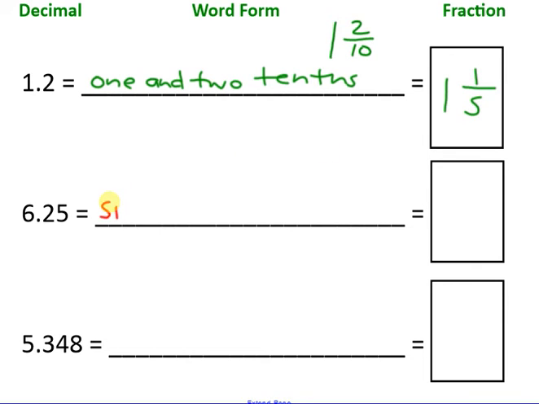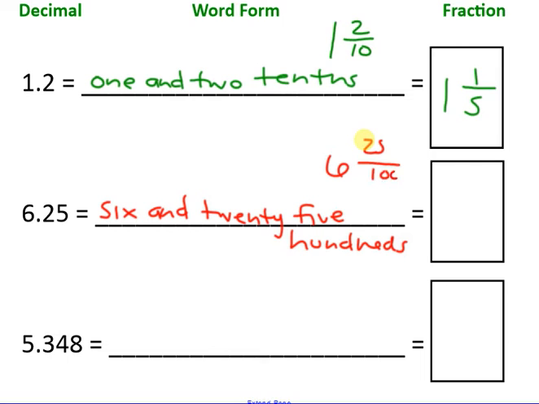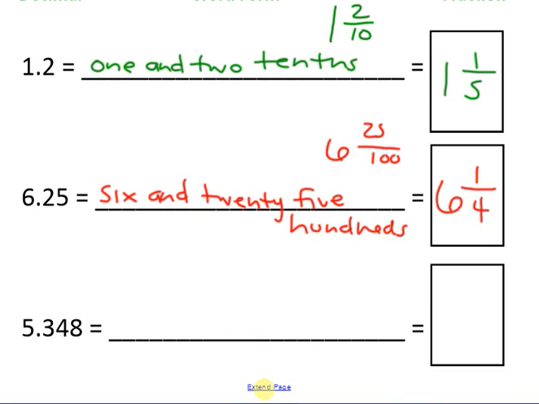Now, here we have 6 and 25 hundredths. So that's going to be 6 and 25 over 100. Can this simplify? Yes. 25 is the GCF. So it's going to be 6 and 25 divided by 25 is 1, and 100 divided by 25 is 4. So 6 and 1/4. And then we have a big boy here.